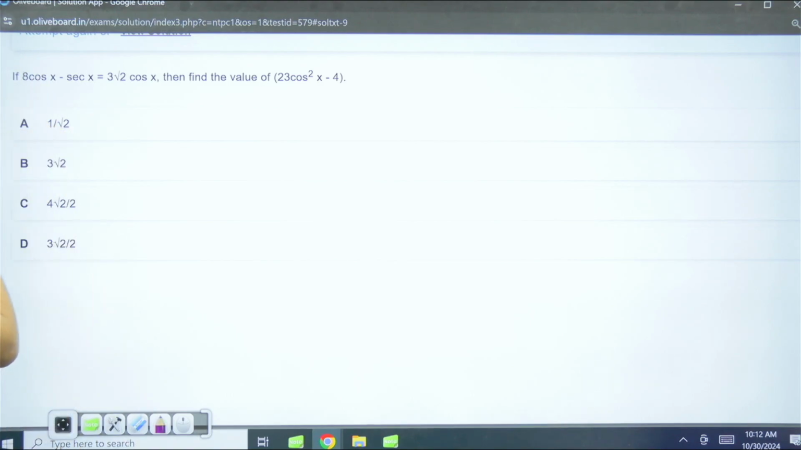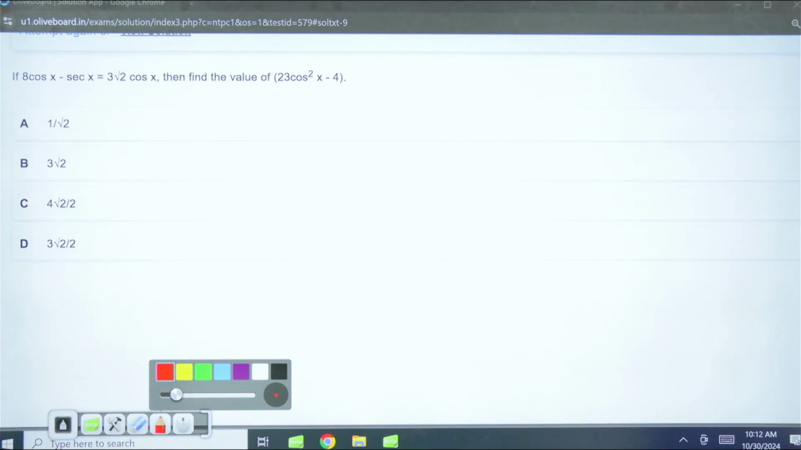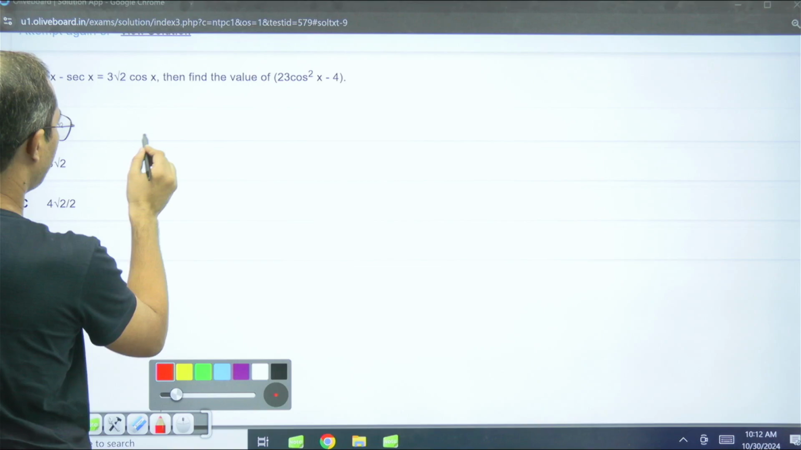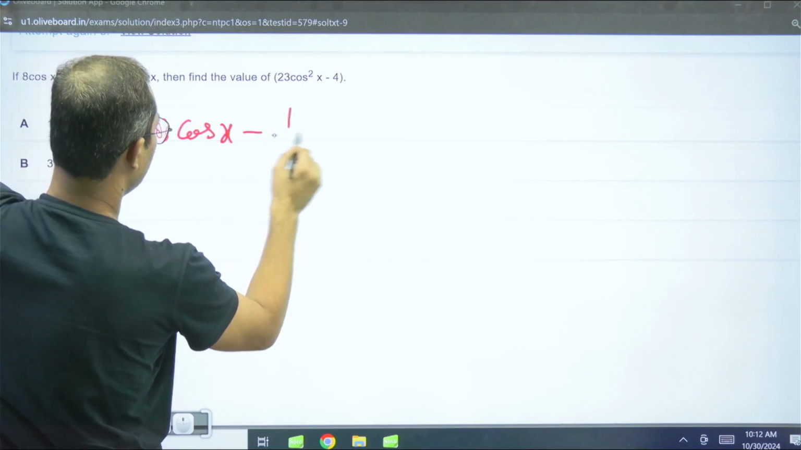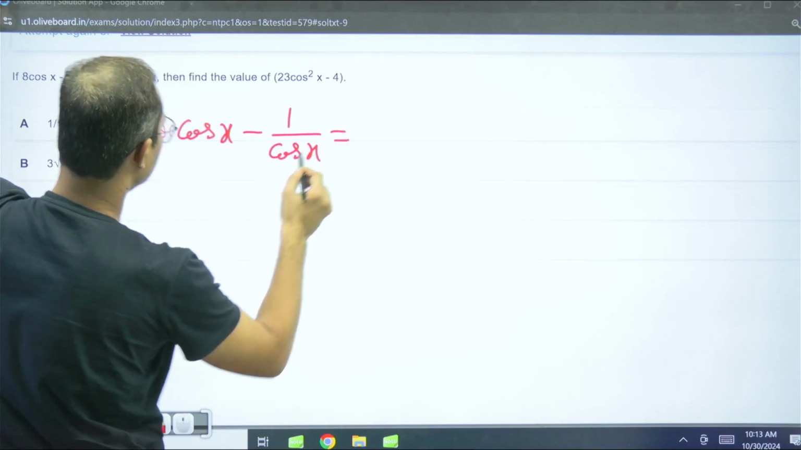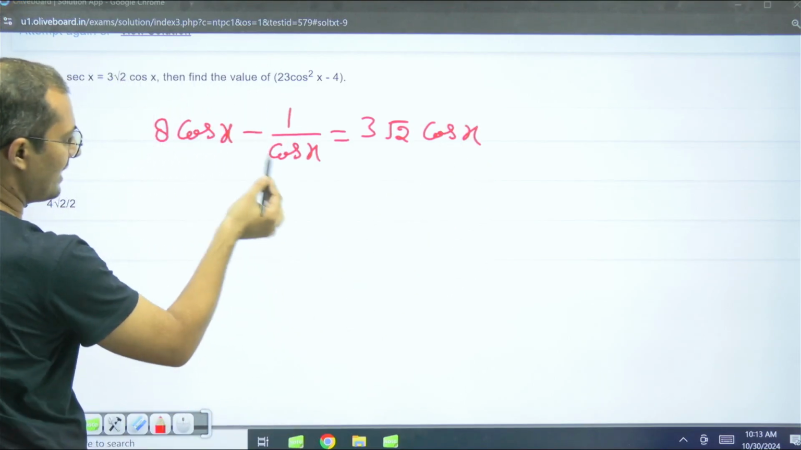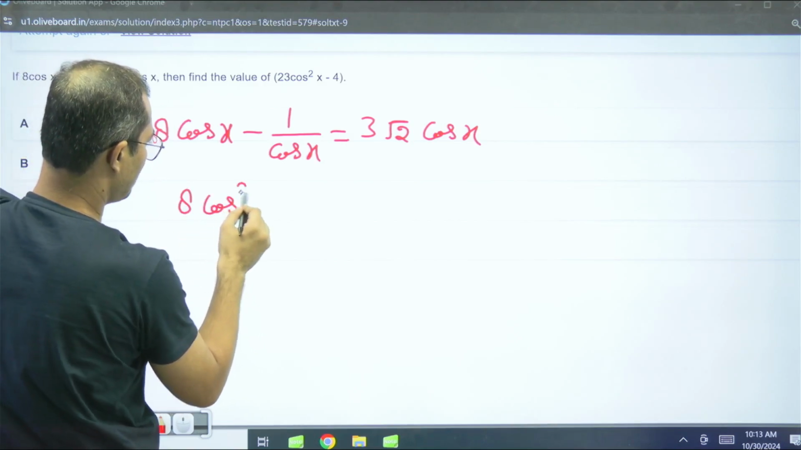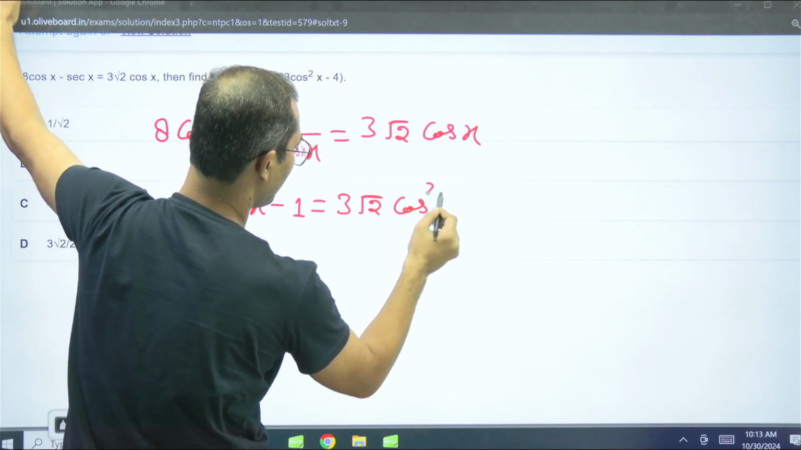If 8 cos x minus sec x is equal to 3 root 2 cos x, right? So we can convert sec into cos. We know that sec is equal to 1 upon cos. So we can say that 8 cos x minus 1 upon cos x is equal to 3 root 2 cos x, right? So taking LCM and transferring the denominator part to the right hand side, we will get 8 cos square x minus 1 is equal to 3 root 2 cos square x, right?